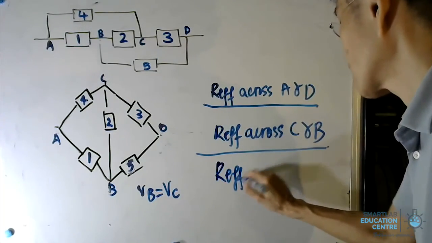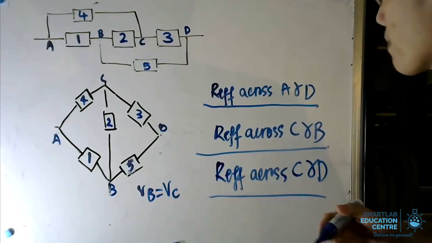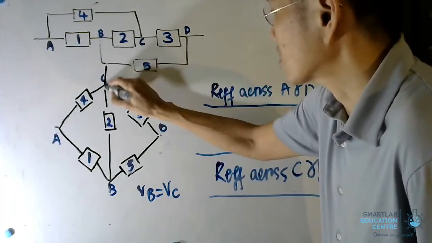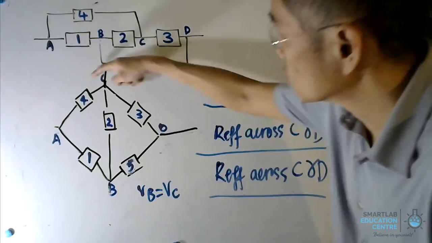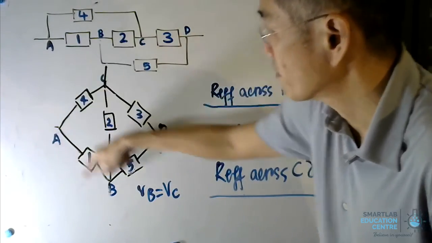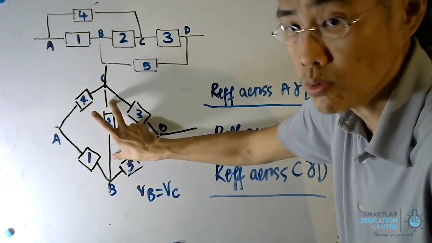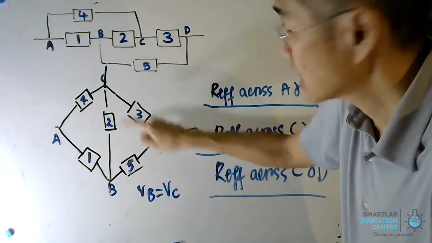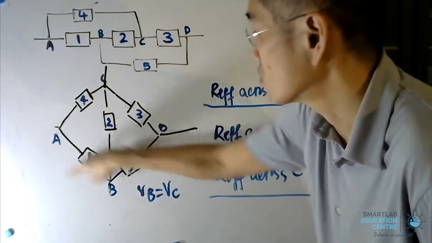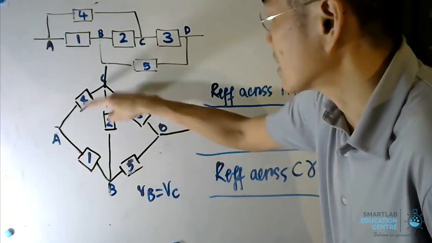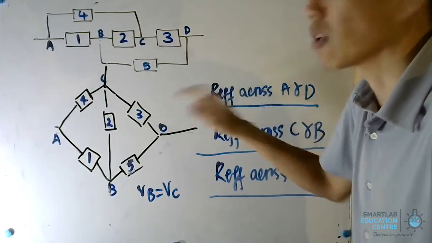Okay, let's take a look at another one. Say we want to know the R effective across C and D. In this case, the current will flow in here and flow out here. Again, it shouldn't be an issue. The first part is to sum up 1 and 4, and 1 and 4 is connected in parallel to 2. So you can work out the R effective for this. After that, you can add this up, because this will be in series to this R effective here. And finally, once you have the R effective of all these, they are connected in parallel to resistor number 3.